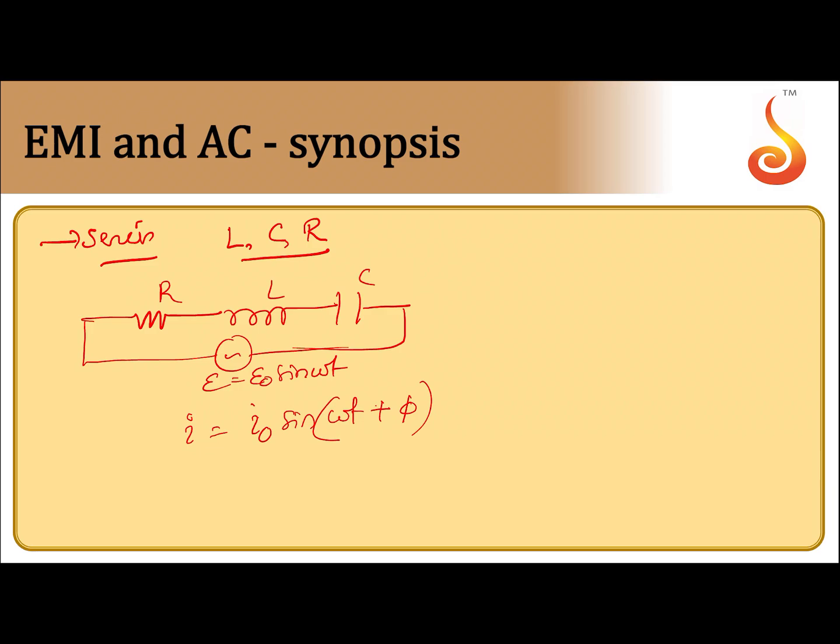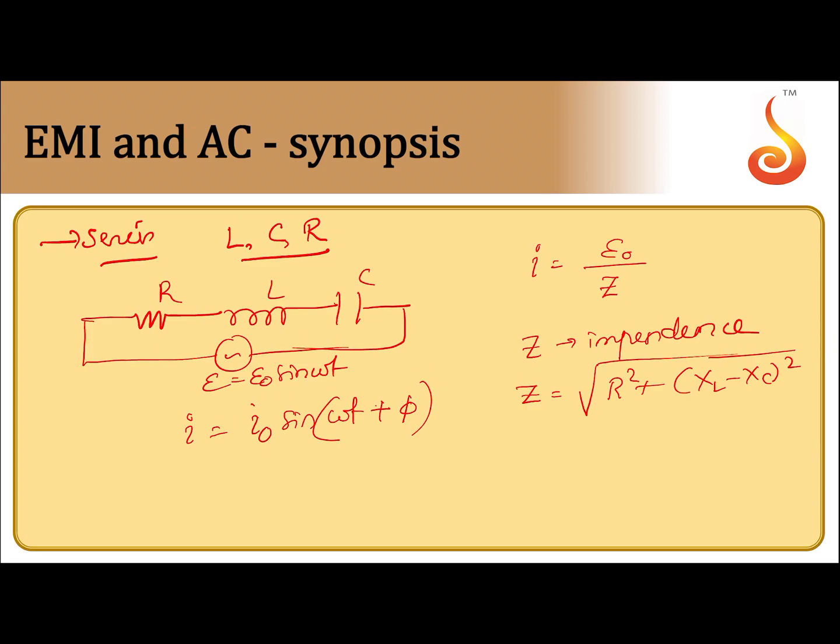If you consider such a case, the current is given by E naught divided by Z, where Z is what is known as the impedance of the circuit, which is nothing but the net opposition offered to the current, which is given by square root of R square plus (XL minus XC) whole square.